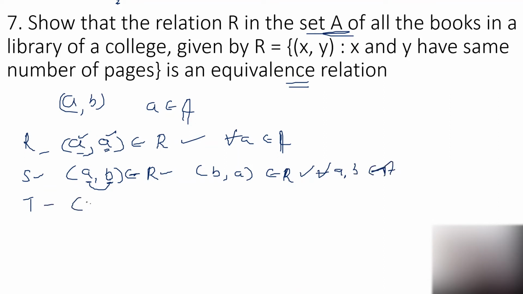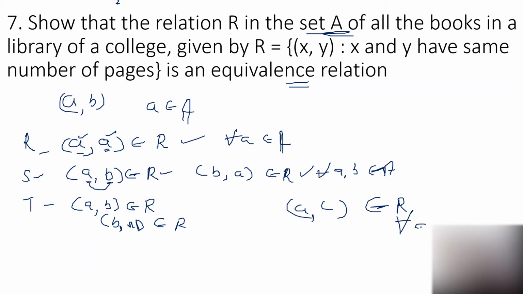Next is the third, transitive. If (a, b) belongs to R and (b, c) belongs to R, can we say that (a, c) also belongs to R, for all a, b, c belonging to set A? Yes, as we see that a and b have an equal number of pages, and b and c have an equal number of pages. Let us consider the number of pages a1 is equal to b1, and b1 is equal to c1. Therefore, we can say that the number of pages in a, that is a1, is equal to c1.